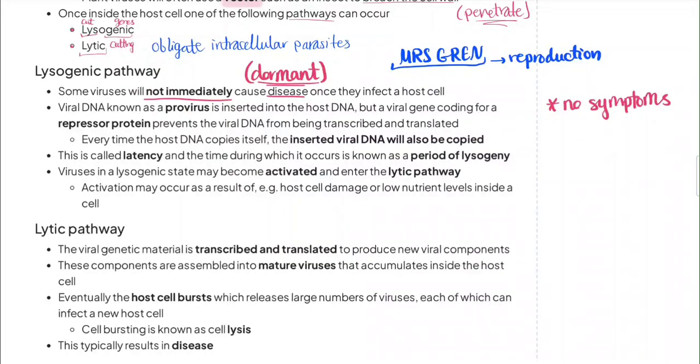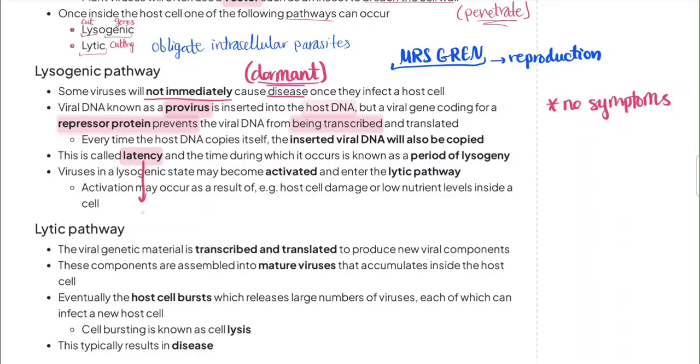Once they infect a host cell, the viral DNA, known as a provirus, is inserted into the host DNA. But a viral gene coding for a repressor protein prevents the viral DNA from being transcribed. That's how there's a delay, and this is called latency, which you can call sleeping, dormant, not doing anything valid that affects us in a negative or even a positive way. And the time during which it occurs is known as a period of lysogeny, which we derived this name from, lysogenic pathway.